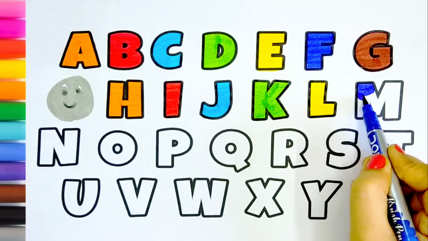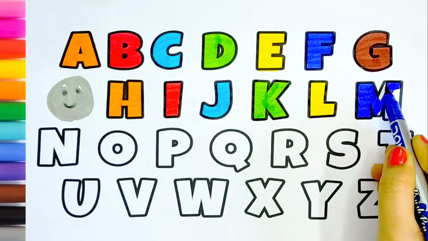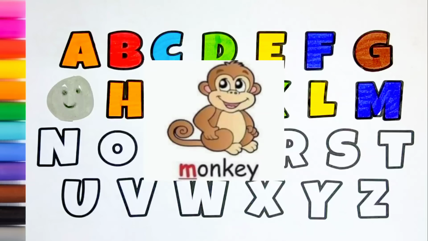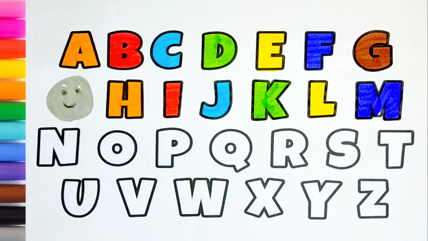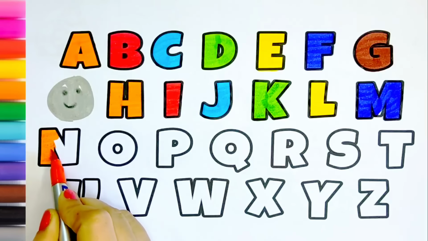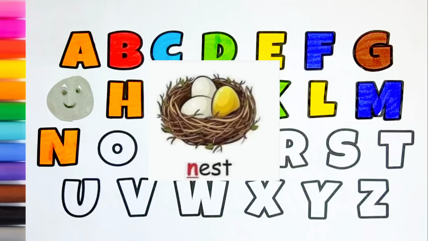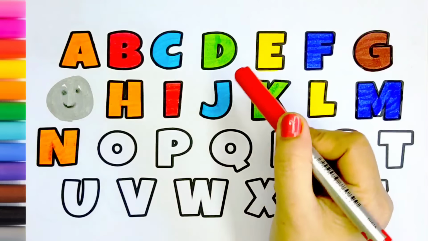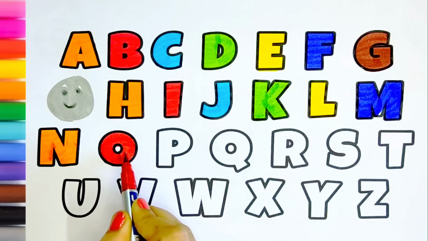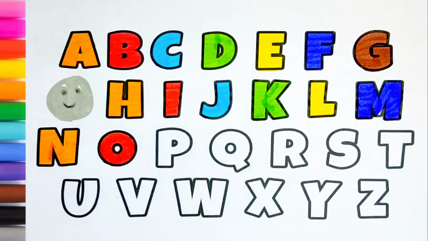Blue color. M. M for monkey. Orange color. N. N for nest. Red color. O. O for onion. Sky blue color, P.